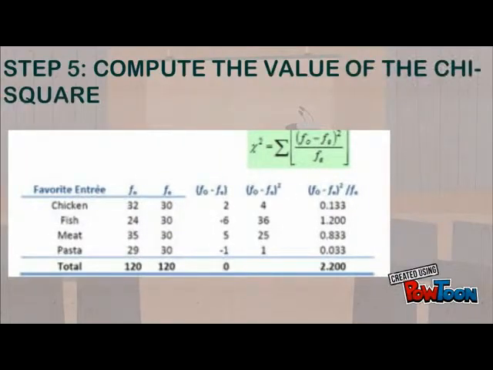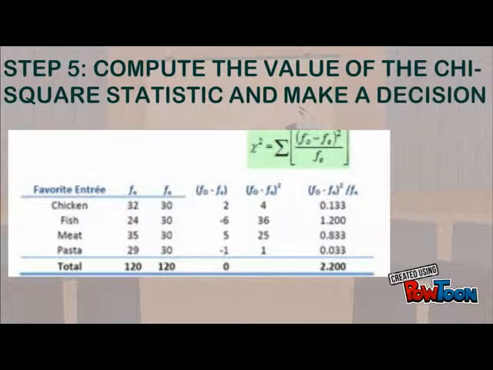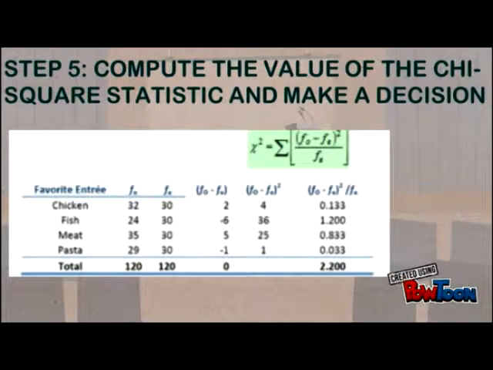Step 5. Compute the value of chi-square and make a decision. The calculation for chi-square is reported in the table. Column 1. Determine the difference between each FO and FE. The sum of these differences is always equal to 0.